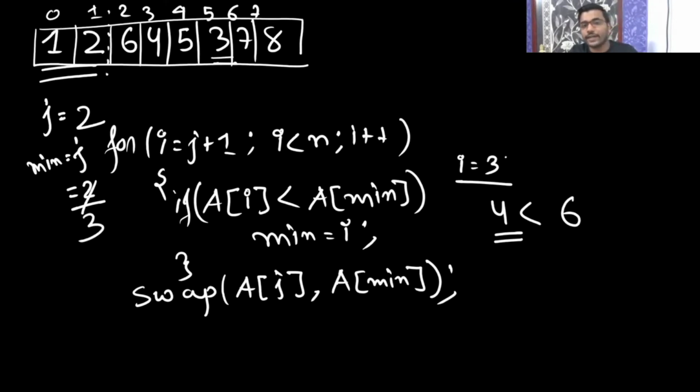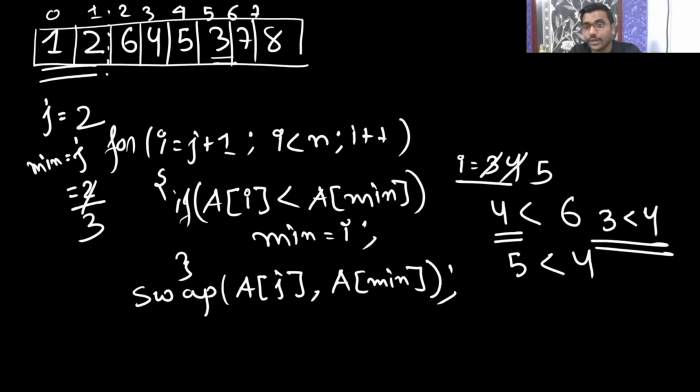Now i will increment to 4. Now a of 4 is your 5. Is 5 smaller than a of 3, which is 4? No. So it will not go inside that. Then i is 5, which is 3. Is 3 smaller than a of 3, which is 4? Yes, it is smaller. So the min value will change to i. So i is 5, so min is going to 5.